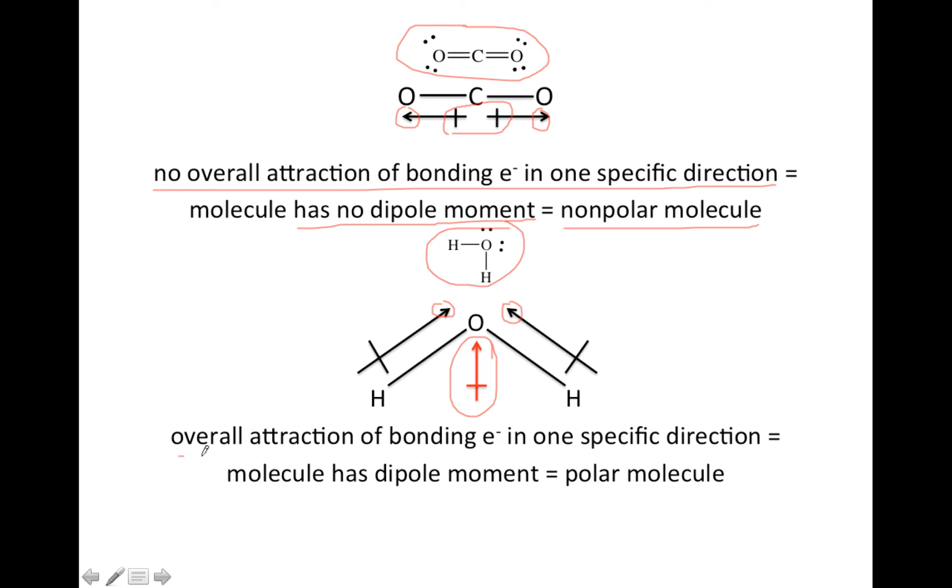So if there is an overall attraction in one specific direction, then you would say the molecule has a dipole moment, or you could use the adjective, call it a polar molecule. So to summarize, if the arrows basically cancel each other out and there's no specific direction that the electrons are shifted, you would say it's a nonpolar molecule, or it has no dipole moment. And if there is a specific direction that you can say the electrons are shifted, then you would say it has a dipole moment or it's a polar molecule.